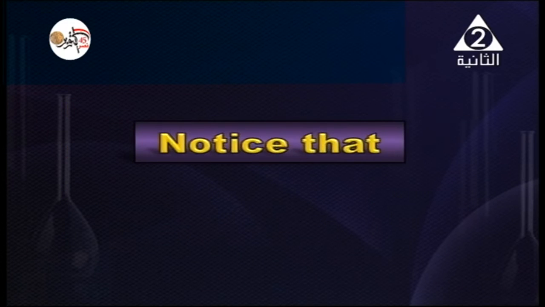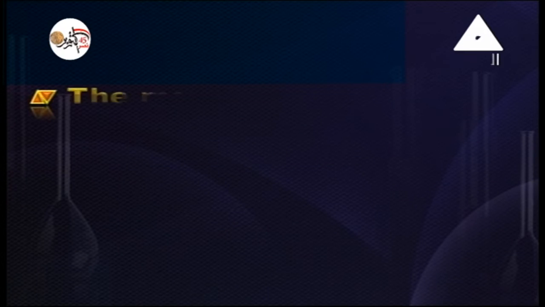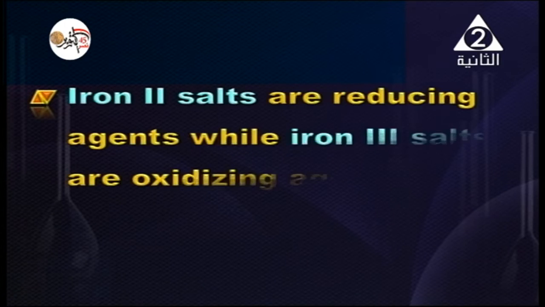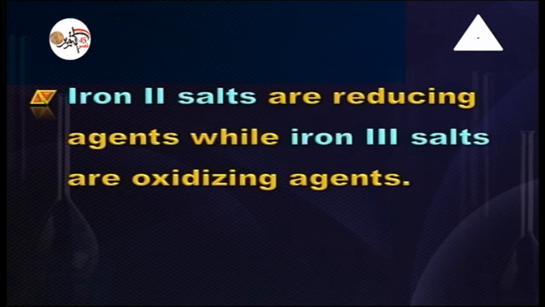My dear student, notice that the metal oxide layer is removed by using dilute hydrochloric acid. Also, my dear student, remember that iron 2 salts are reducing agents as they are easily oxidized, while iron 3 salts are oxidizing agents as they are easily reduced.